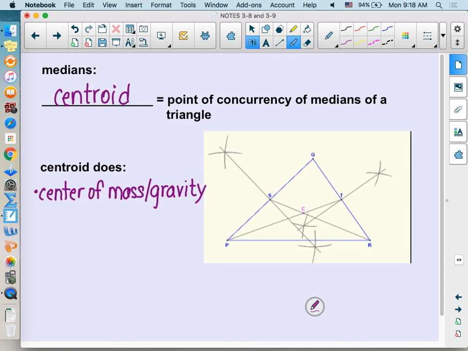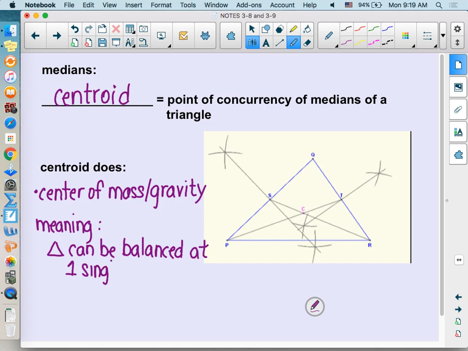So under meaning, it would be the point where a triangle could be balanced at one individual location. I could pick up my pencil and put your triangle on the tip of my pencil and balance it perfectly, or hold it up for a mobile, something that hangs above something by one point, and that would be the centroid. The centroid does one other thing, however.